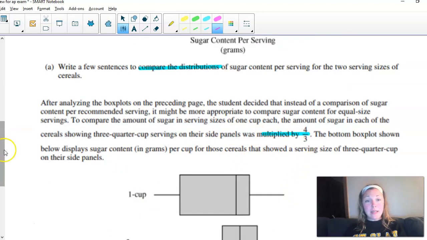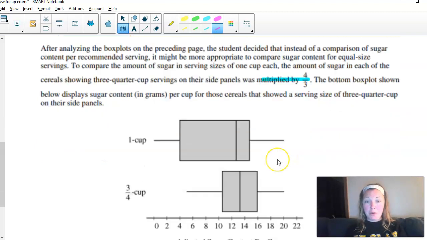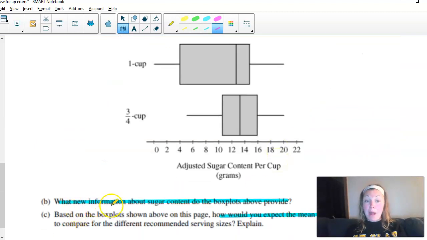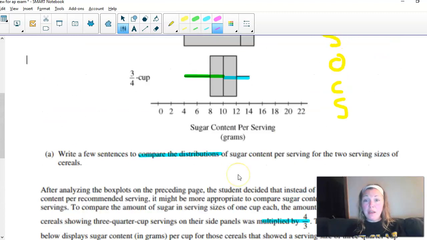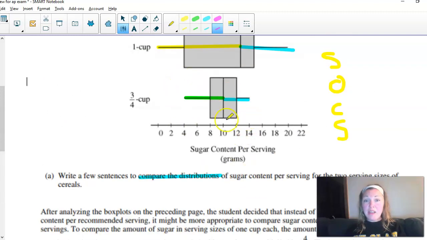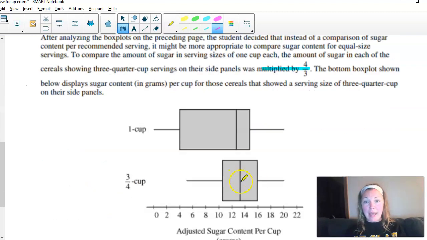Okay. Next, again, I'm not going to read through. I'm just going to highlight some important things about what the question is asking. They multiply one of the distributions, the 3/4 cup, by 4/3. It's important to note. B, what new information about the sugar content do the box plots provide? If you look at the 3/4 cup, what has happened? The median has increased as well as the spread has increased.